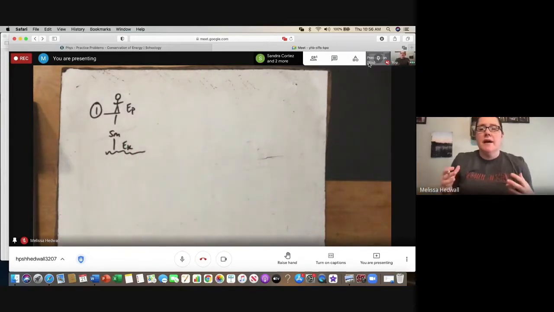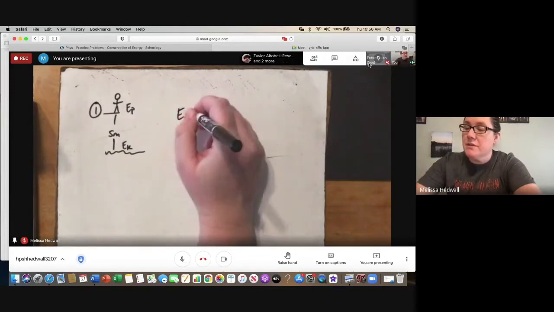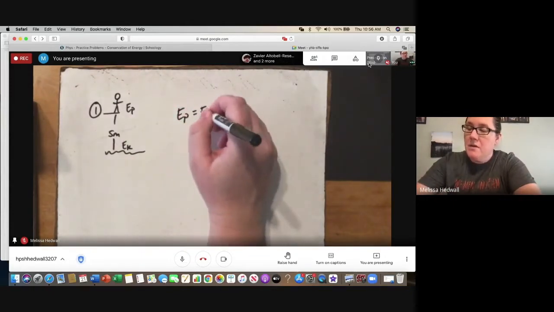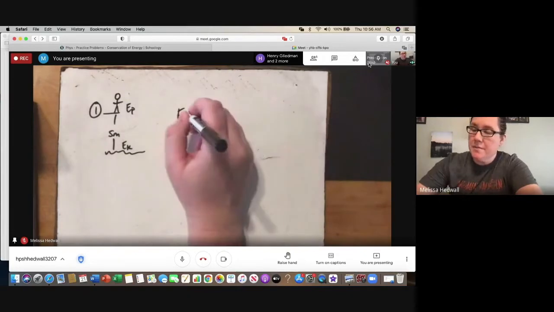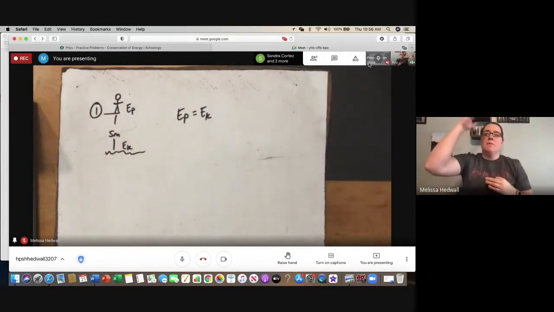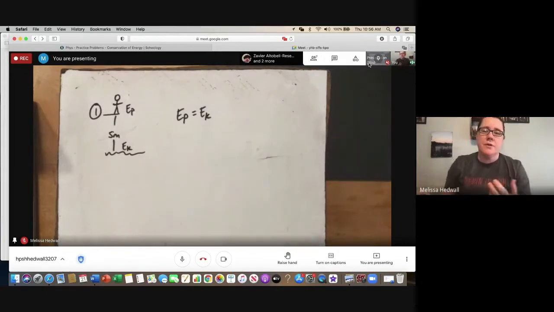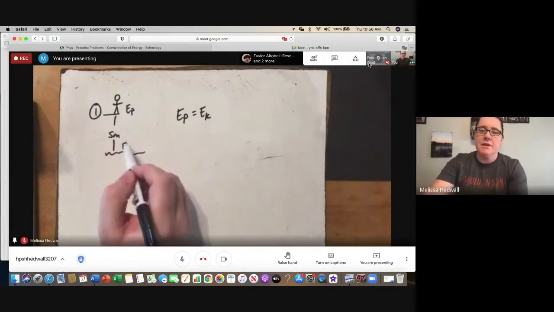And so those are the 2 forms that we'll set equal to each other. The potential energy at the top will be equal to the kinetic energy at the bottom. And so remember your 3 types: potential if it's above a lower point, kinetic if it's moving, and then elastic if something is stretched or compressed. And so there's nothing stretched or compressed here. We just have potential up here and kinetic down there.